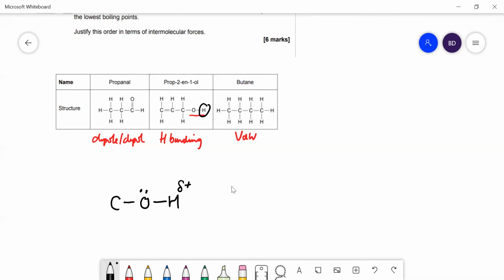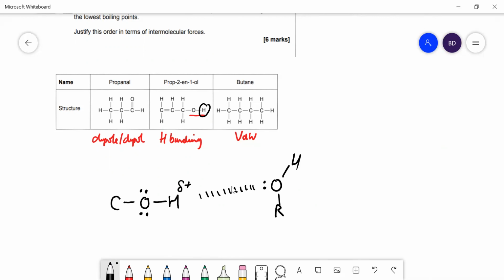It's actually O in this case. So that's going to be sufficiently delta positive to be attracted to the lone pair on another alcohol group on another molecule to form H bonding. They're the strongest intermolecular forces, so that's going to be the strongest.